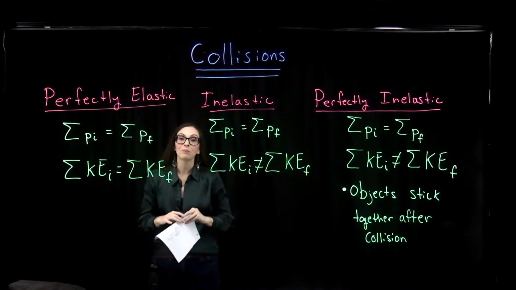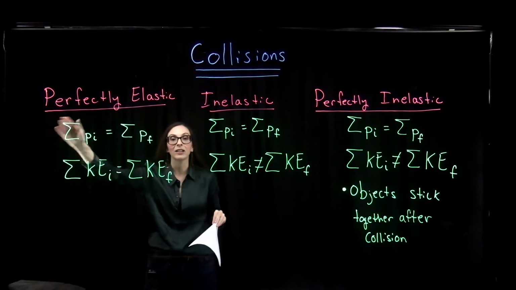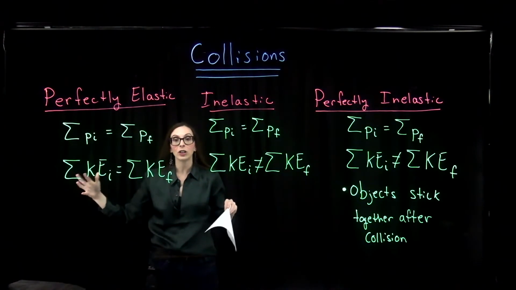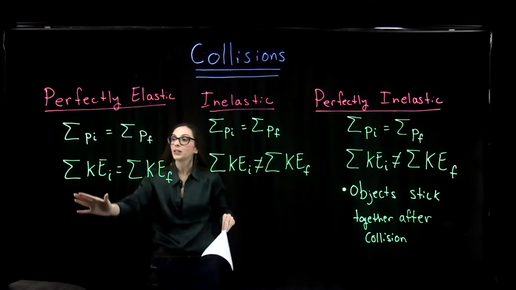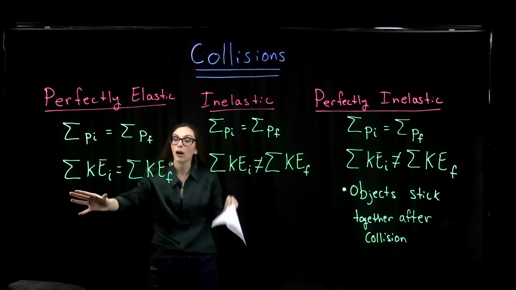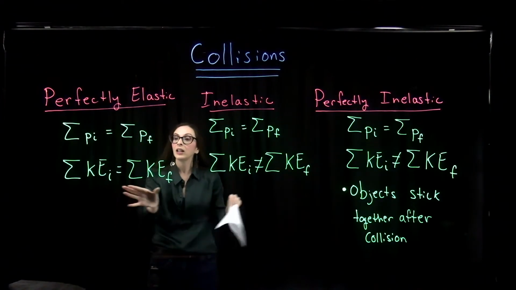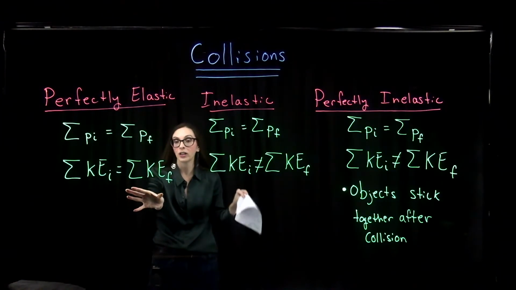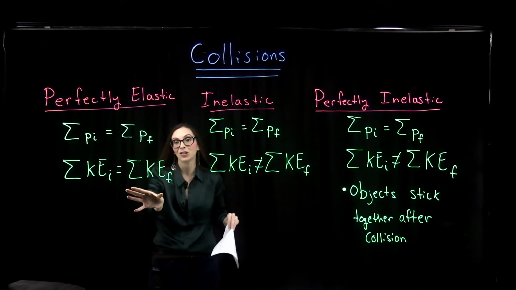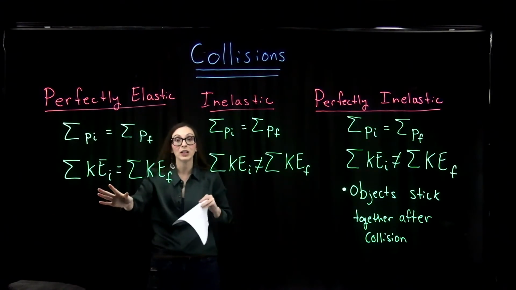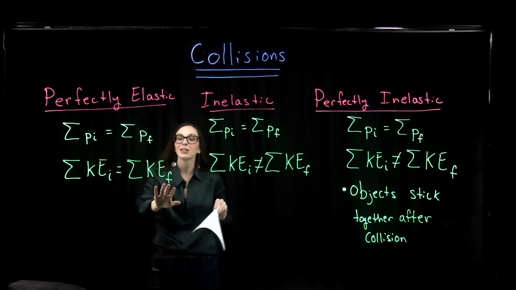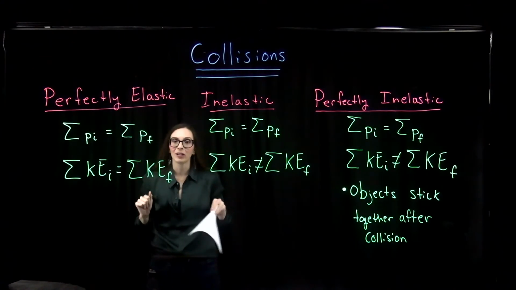In a perfectly elastic collision, the kinetic energy is always conserved. That means the sum of the kinetic energy of our objects before the collision equals the sum of the kinetic energy of all of our objects after the collision. Remember, the sub I means initial, before collision. The sub F equals final, after the collision.